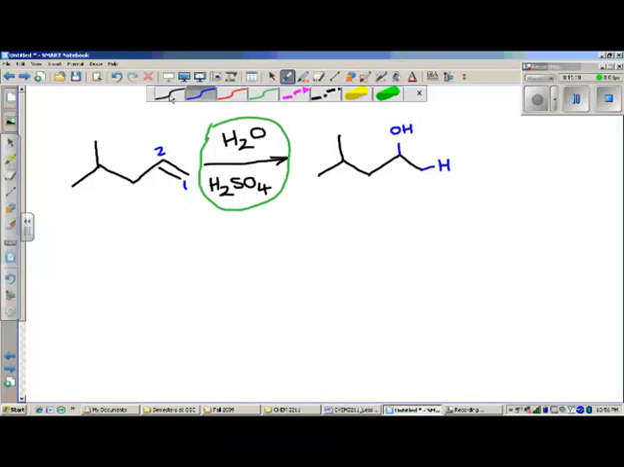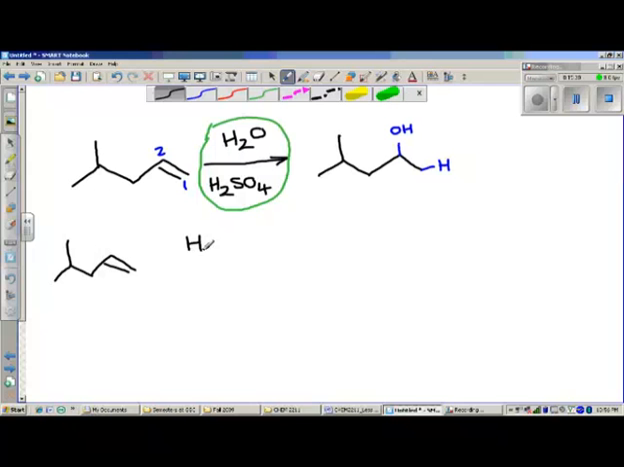Let's see if we can do a mechanism for that. Okay, this is exactly the same as the mechanism you've seen for the general addition of water via an acid catalyst to alkenes. It's exactly the same as you've seen before. The only difference is the structure of the initial alkene.